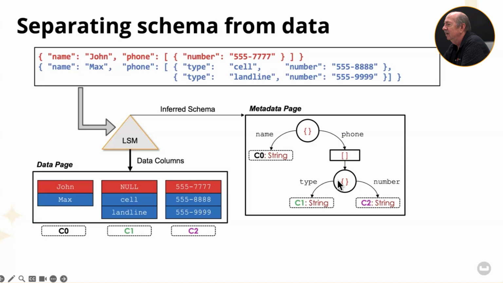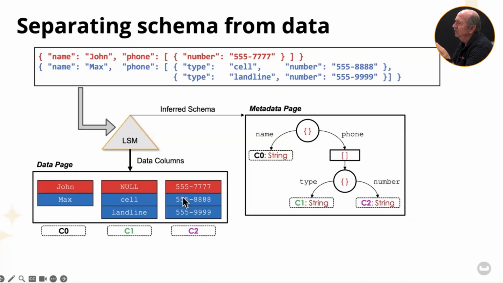And then we also see we've got this phone array. So we know that we have an array of objects, and the objects have a collection of fields, including a type field here and a number field here. This is a string, and this is also a string, in this simple example. And then the data is stored separately. It turns out that John didn't have a type field, and so we have a null there, missing information, but we have the number field, and likewise for the other fields.